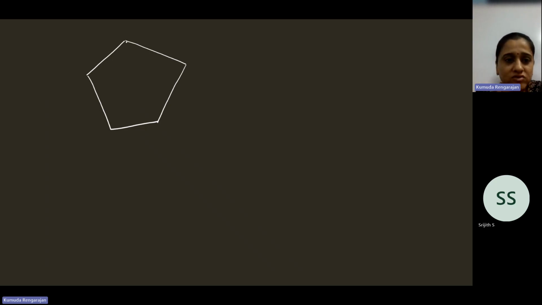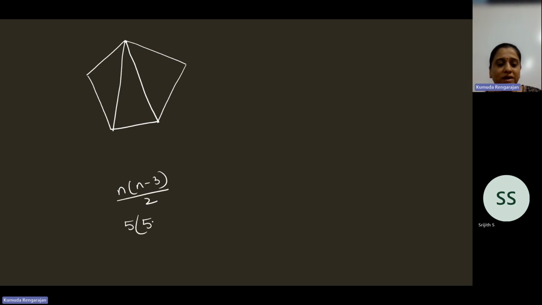We'll do that, okay? So see here, from here, this is a diagonal. I've got a triangle here. Then from the same vertex, have I divided this pentagon into 3 triangles? Yeah, but I have not connected all the diagonals, because how many diagonals will it have? n into n minus 3 by 2. 5 into 5 minus 3 by 2. 5 into 2 by 2.